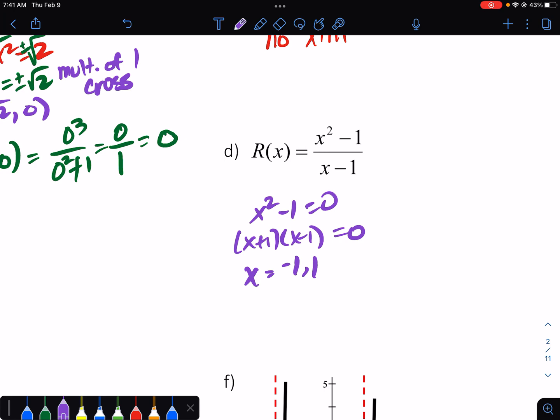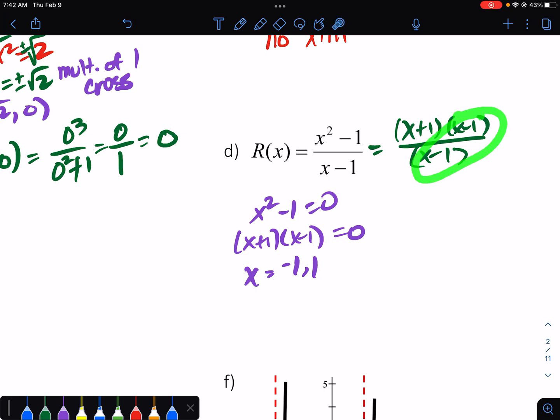Okay. And then on the bottom, notice here that we have an x minus 1. So if I rewrite this in factored form, x plus 1, x minus 1 over x minus 1. Okay. So notice here that we have a common factor on top and bottom. So if this is the case, instead of this being an x-intercept, it turns into a hole. So this reduces, so the x-intercept that we get from this turns into a hole rather than an x-intercept. So a hole is just a lack of a point. Okay, we'll talk more about this later, but that's the general idea.